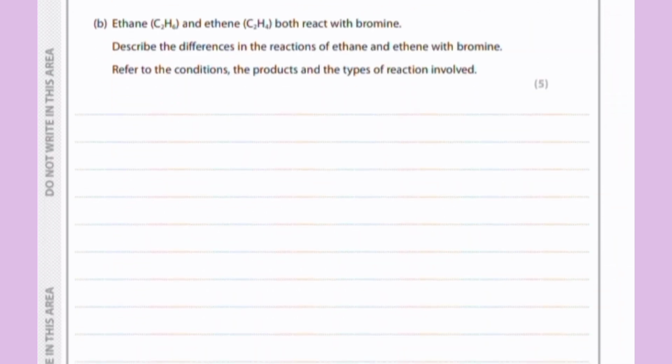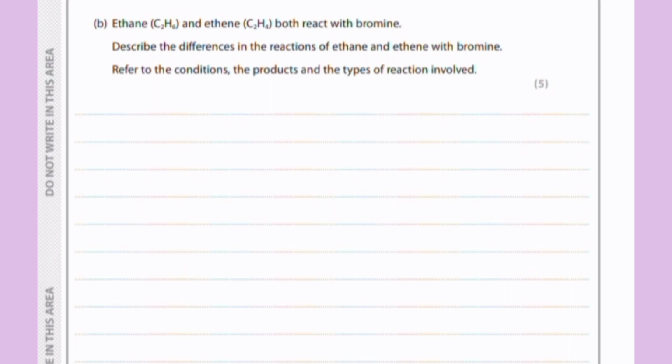B. Ethane C2H6 and ethene C2H4 both react with bromine. Describe the differences in the reactions of ethane and ethene with bromine. Refer to the conditions, the products, and the types of reaction involved. We know that ethane is an alkane, as is evident from the ending ane. We know that alkanes react with halogens in substitution reactions, and these reactions can only occur in the presence of ultraviolet radiation. This reaction forms bromoethane and hydrogen bromide.